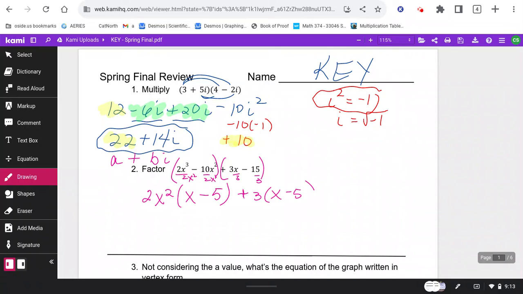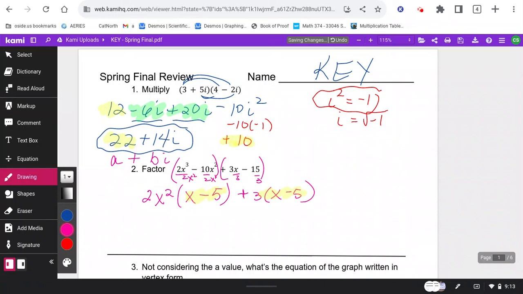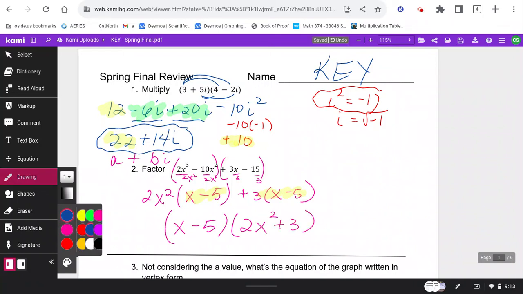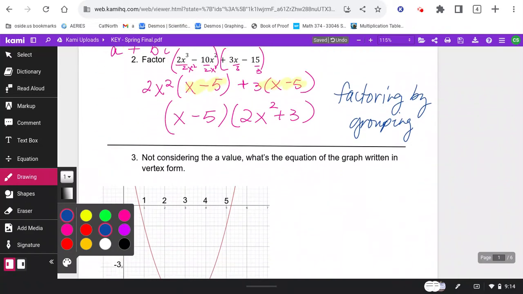an x minus 5? And so here, after we grouped those together and factored them, we see that there is a commonality of an x minus 5 that can come out. And then at the back is 2x squared plus 3. And so this is called factoring by grouping. I just wanted to show it, but I think we ended up taking this out of the final. I don't think we taught this year, but it is a possibility.